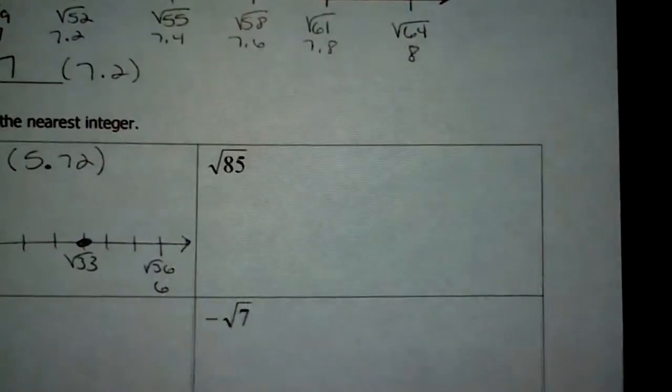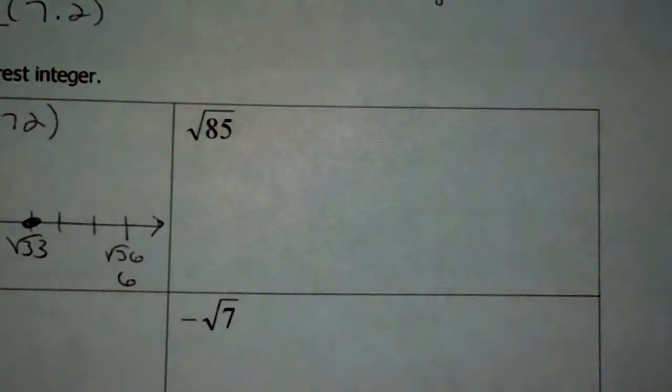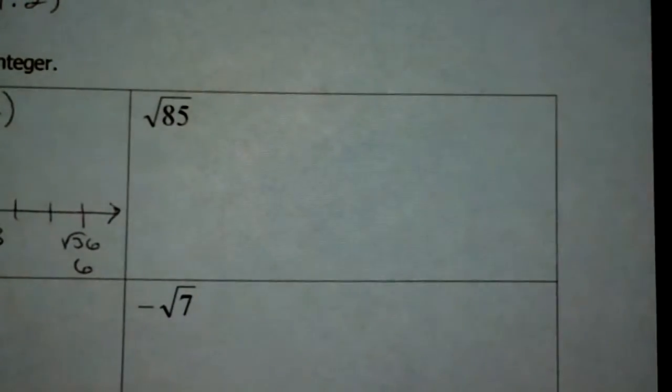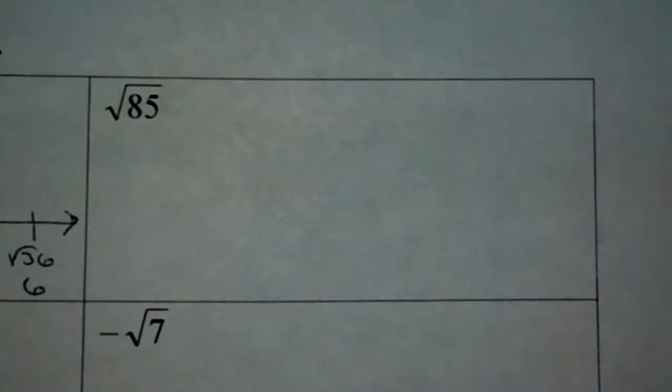All right, next one over, I have a square root of 85. And again, your first step is to determine which two perfect roots that's between, because it's not a perfect root. So maybe you have your little list of square roots out in front of you. That could be helpful to you with all this.